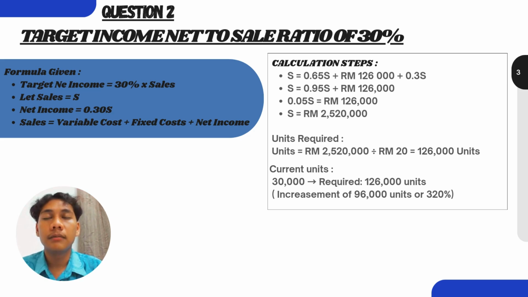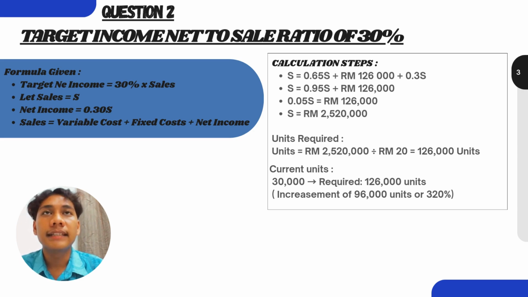Hello, my name is Azim Abdullah Brasli and I'll talk about the target income net to sales ratio of 30%. Based on the formula given, target net income is equal to 30% times sales. Let's say sales equals S, net income equals 0.30S, and sales equals VC plus FC plus net income. Move to the calculation step, which is S equals 0.65S plus 126,000 ringgit Malaysia plus 0.3S.